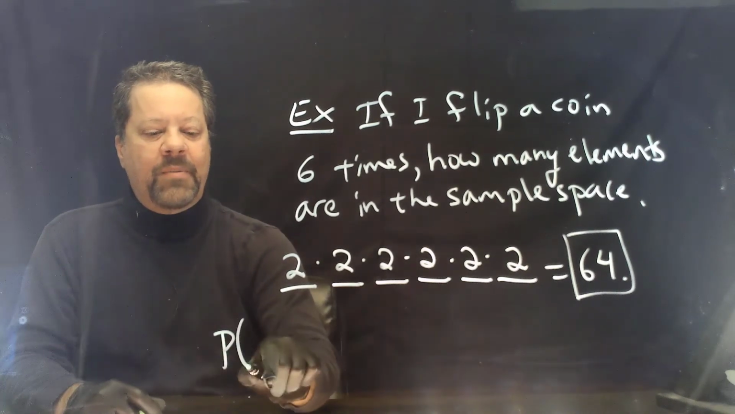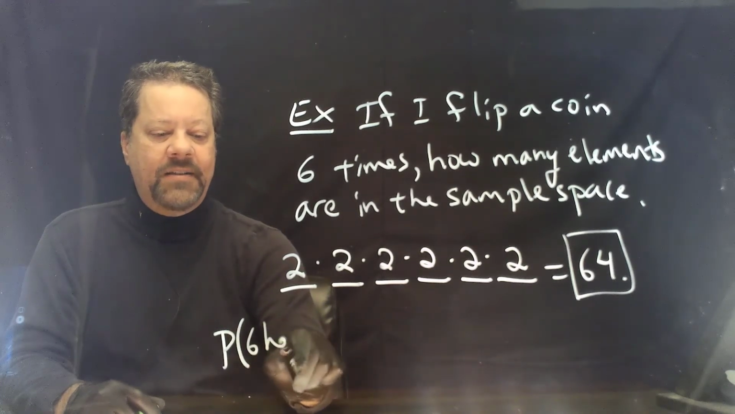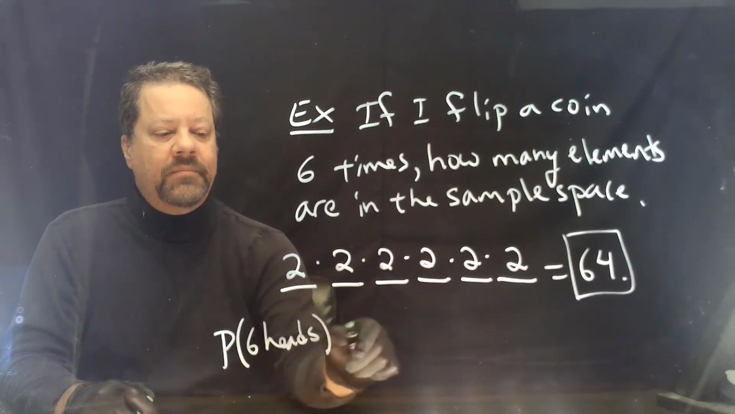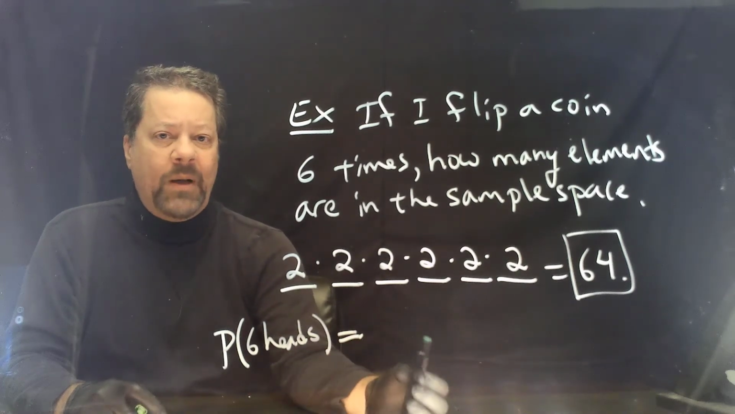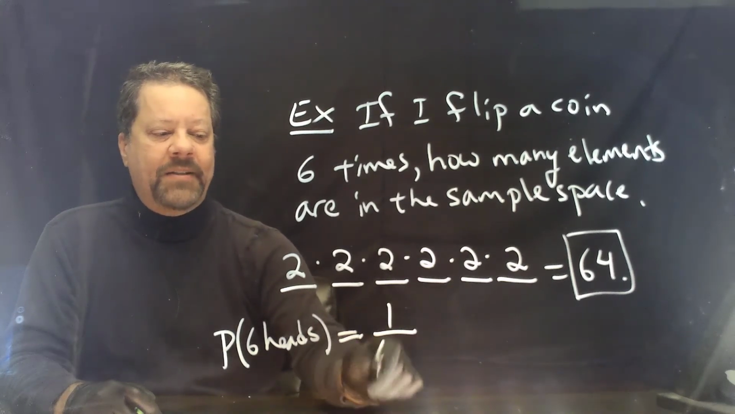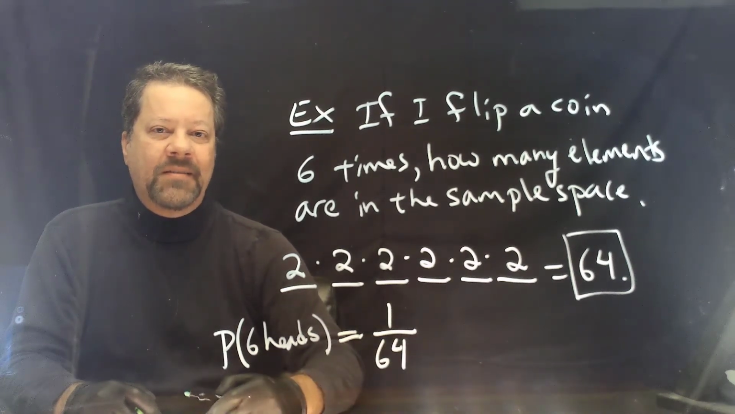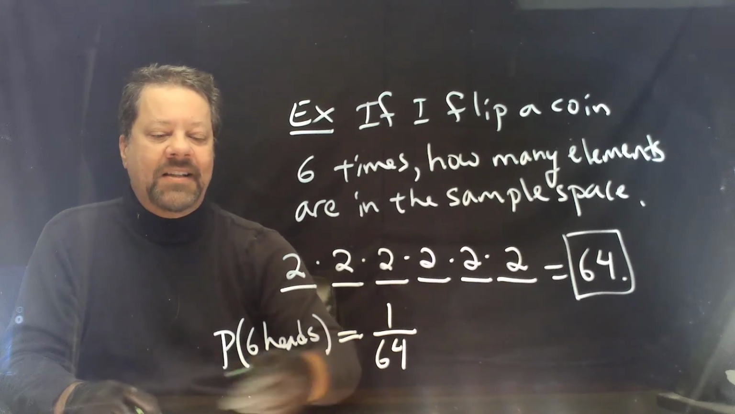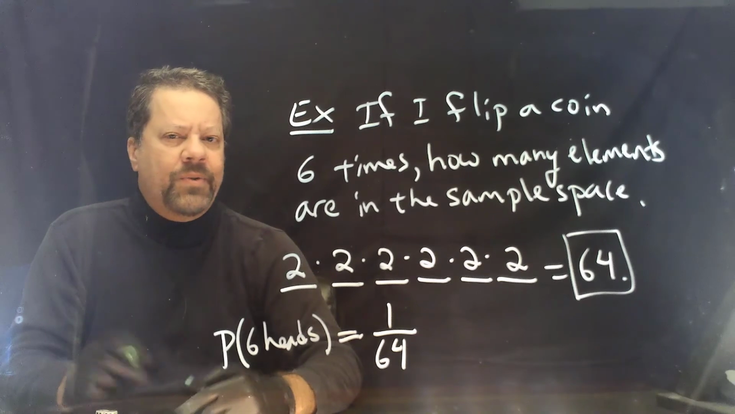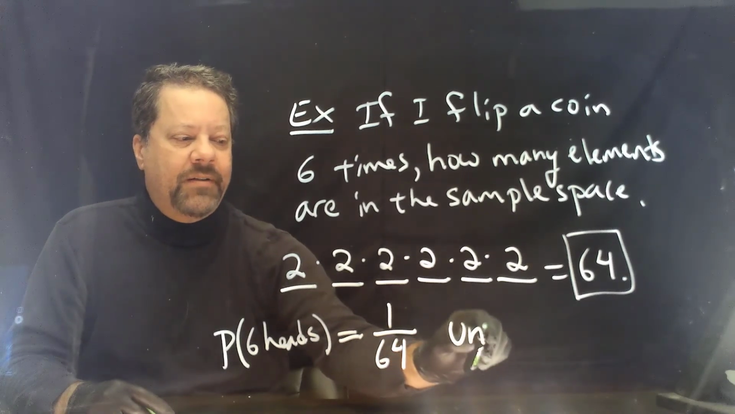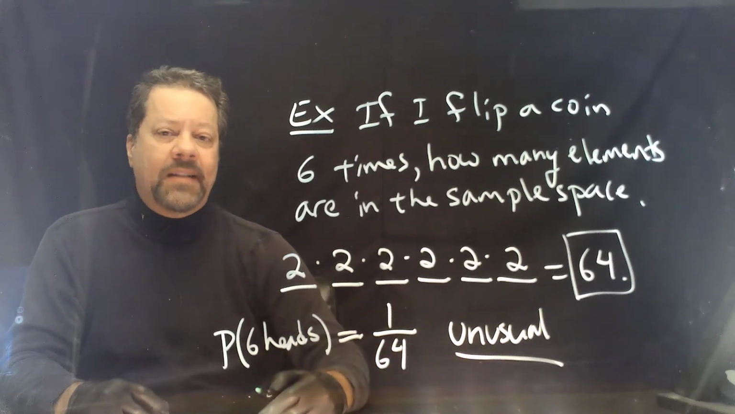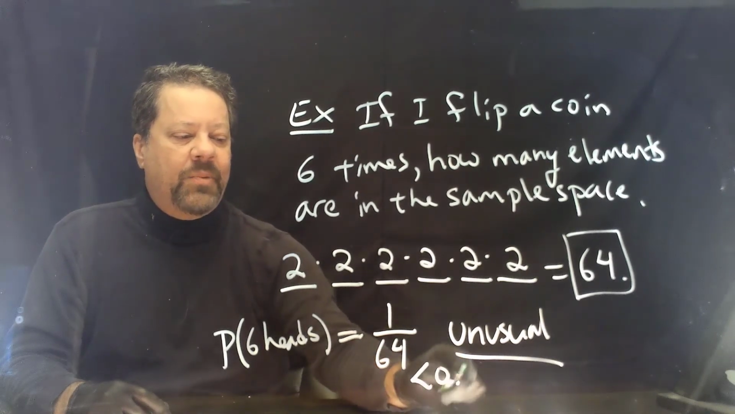If I'm looking for the probability of 6 heads in the flip of a fair coin, that can only happen one way, all heads. That's one element in the sample space that has 64 elements. So the probability of getting 6 heads in a row is 1 out of 64. This would be an unusual event, because this is less than 0.05.